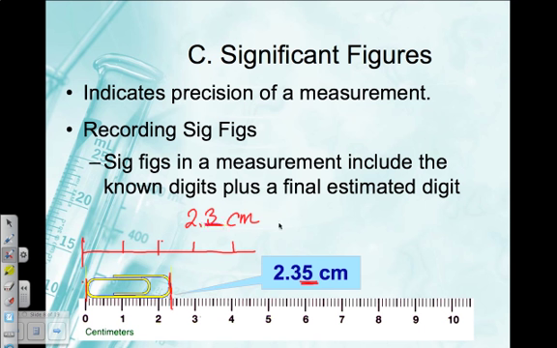Okay, here is the difference. I estimated this number right here. So this value is actually somewhere in between 2 and 3. That's a large gap. This number, I estimated a 0.05. So really, the measurement is somewhere between 2.3 and 2.4. This one is a much smaller gap.